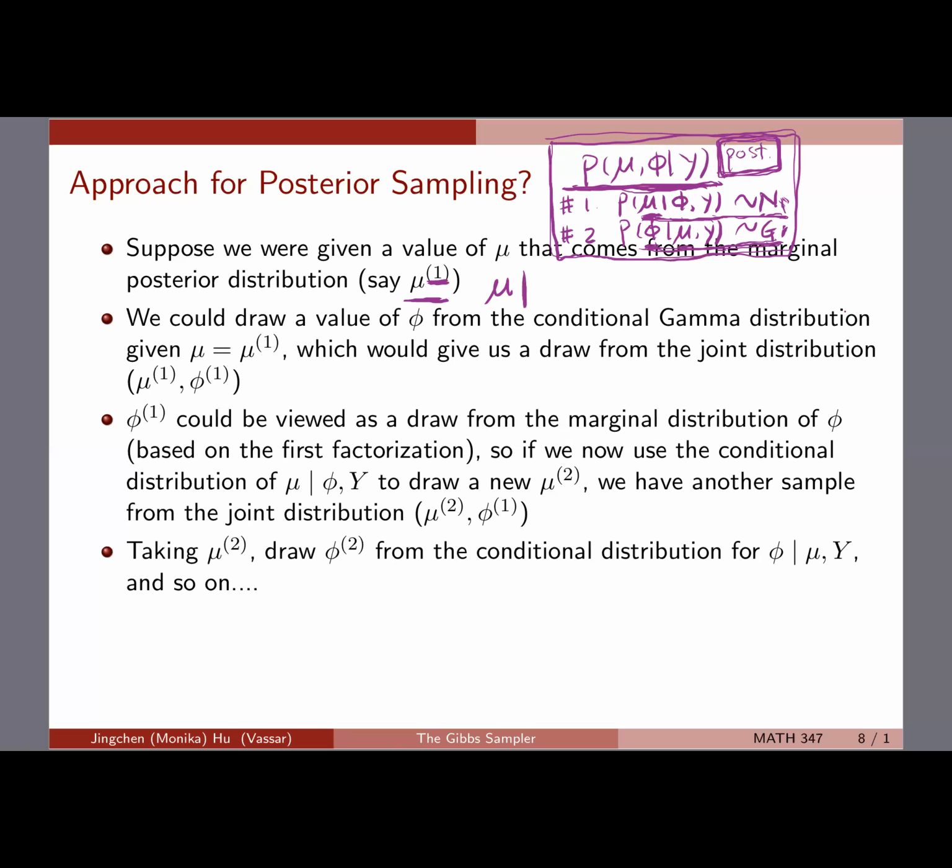I draw it from this distribution, which is the normal. So this is the first step: I draw a new mu, and I use the superscript one to indicate that this is the first one. Now that you have a value of mu, from the second factorization we know that phi given mu and y is a gamma.